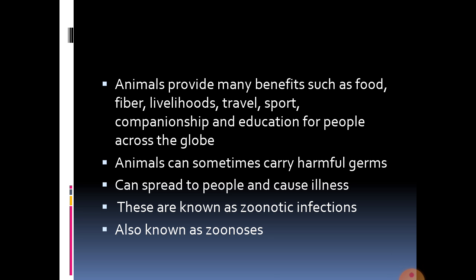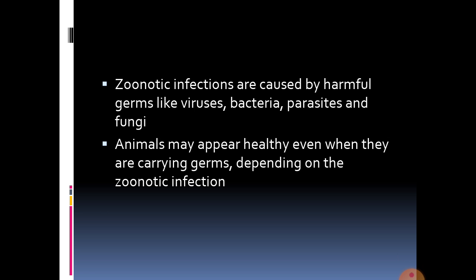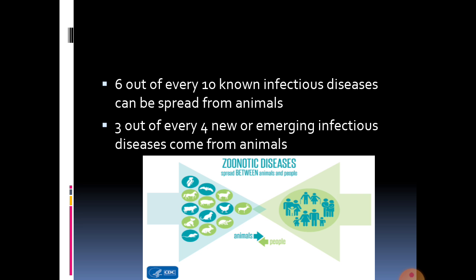Animals provide many benefits such as food, fiber, livelihoods, travel, sport, companionship, and education for people across the globe. Animals can sometimes carry harmful germs also, which can spread to people and cause illness. These are known as zoonotic infections or zoonosis. Zoonotic infections are caused by harmful germs like viruses, bacteria, parasites, and fungi. Animals may appear healthy even when they are carrying germs, depending upon the zoonotic infection.